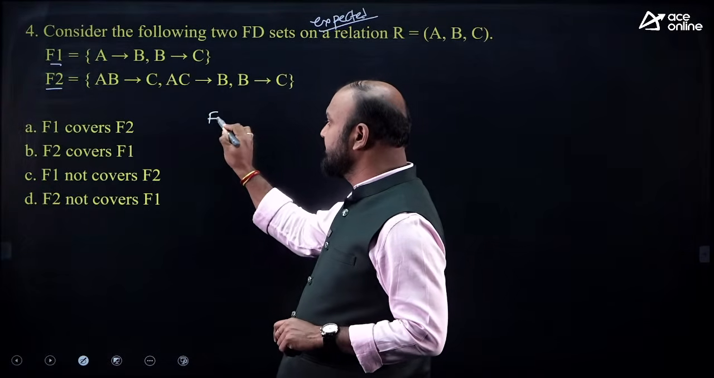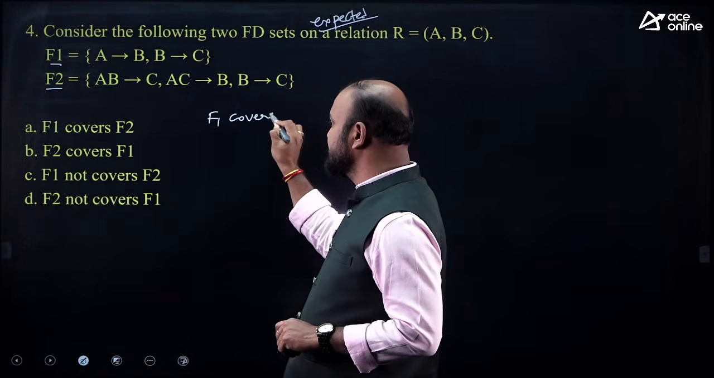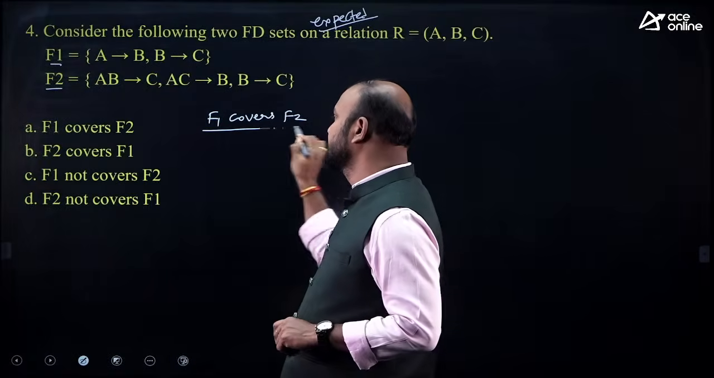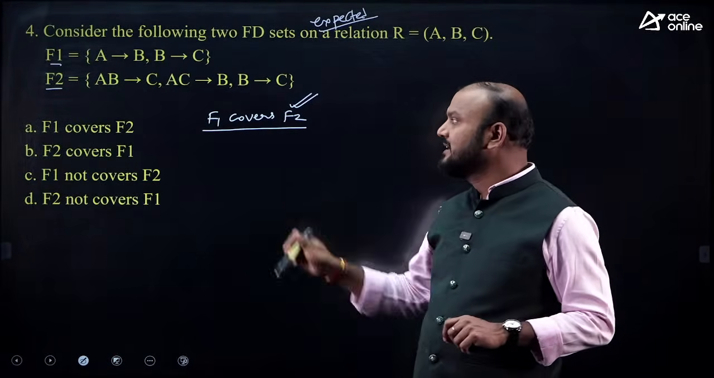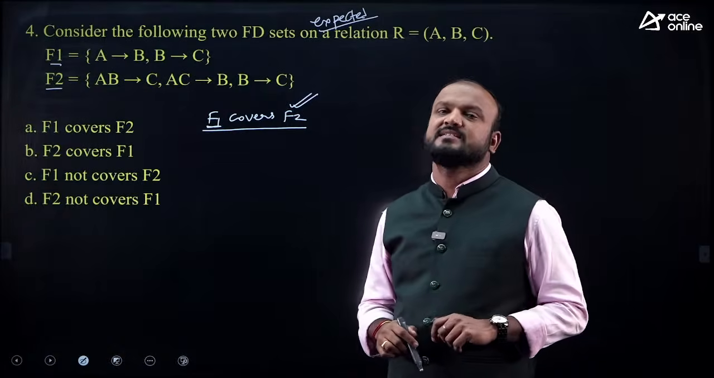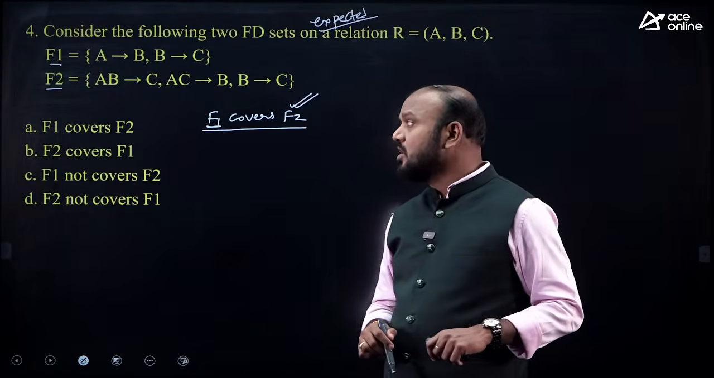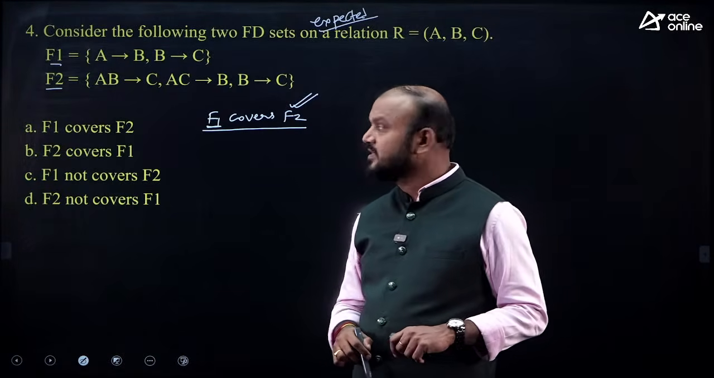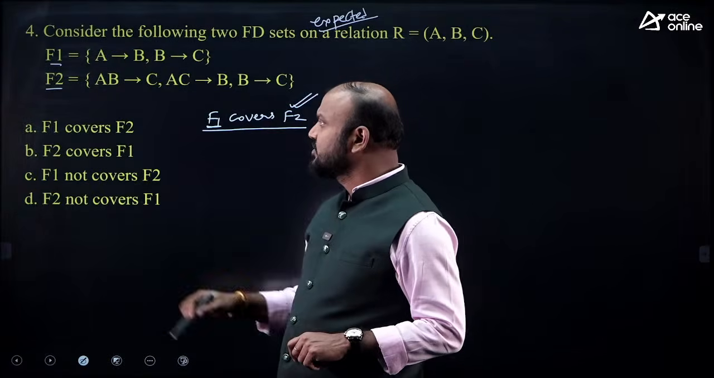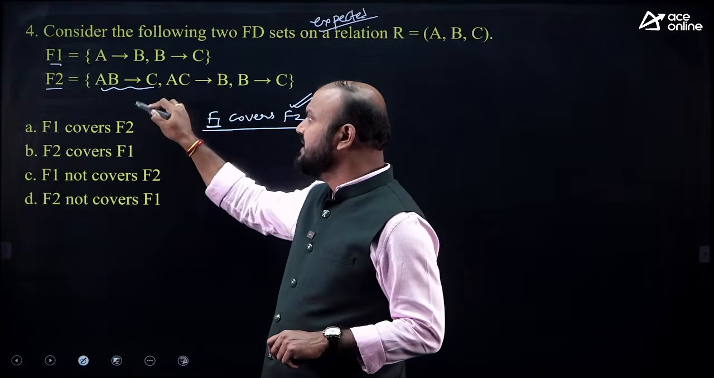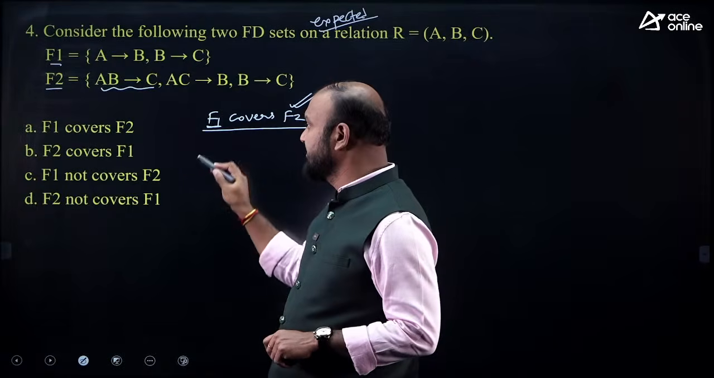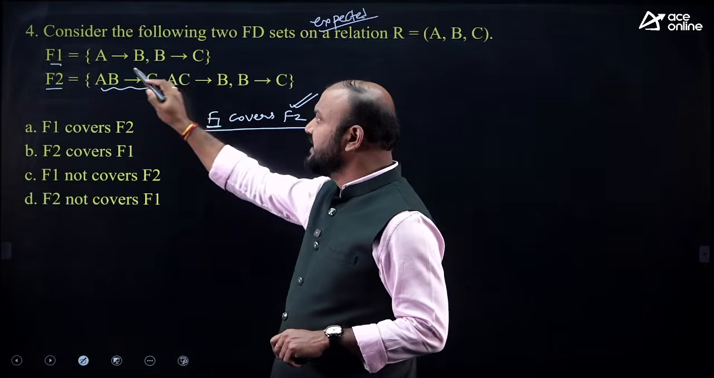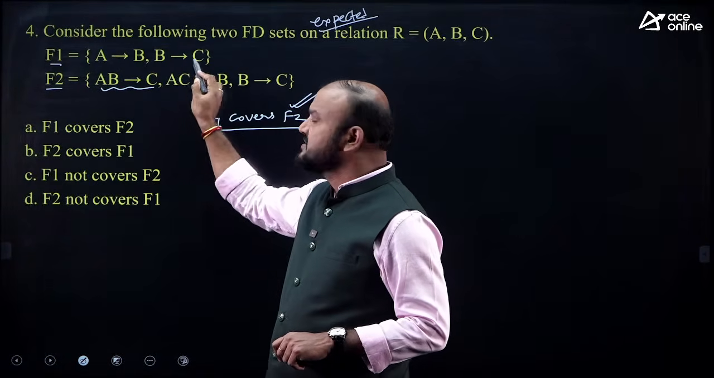So how can you say F1 covers F2? What is the meaning of F1 covers F2? If every dependency of F2 can be determined using F1, we can say F1 is covering all the dependencies of F2. Check whether F1 is covering F2 or not. Can AB derives C be possible with F1? What we have to do? We have to do the AB closure in F1. When you take the AB closure, AB with B, C is possible, right?